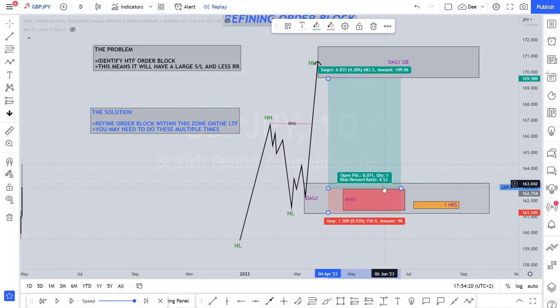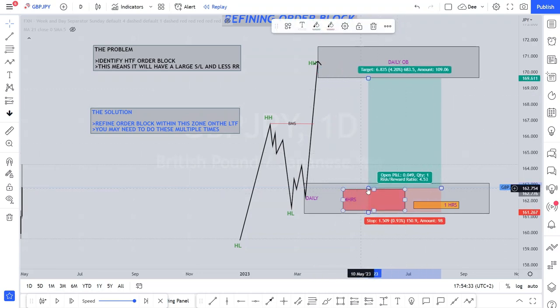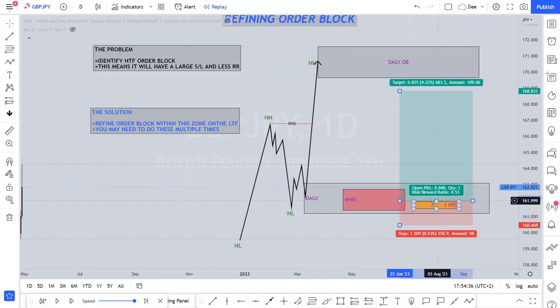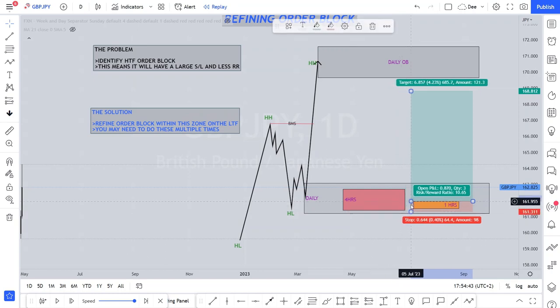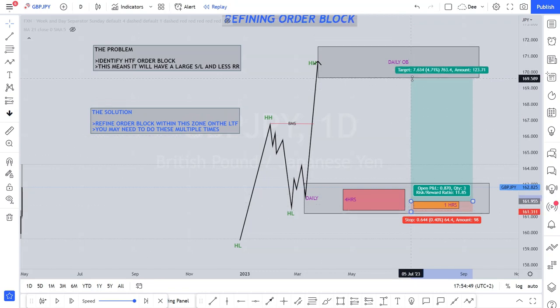So if you are risking $100, your return will be close to $400, right? If you're still not happy with that, you can refine this 4 hour order block to a 1 hour order block. Okay, and then this is going to be our entry, right here, and the stop loss just below the 1 hour order block, and our target is going to be there. So on this one, the risk and reward ratio is 1 to 11, so if you are risking $100, your reward will be plus or minus $1,000.